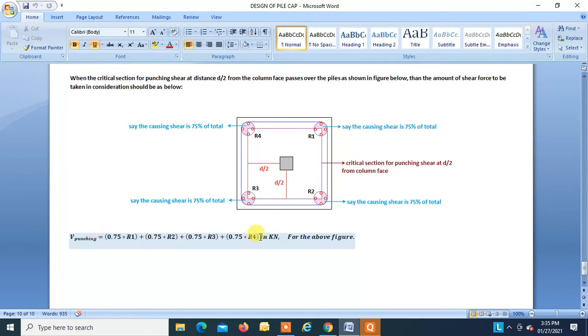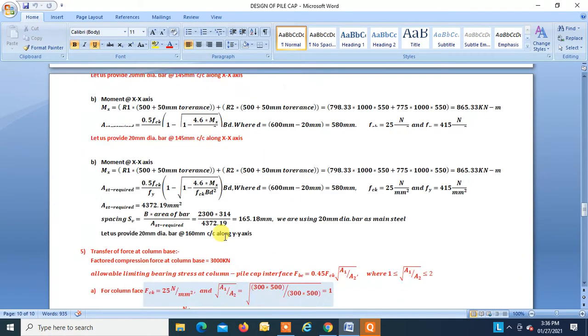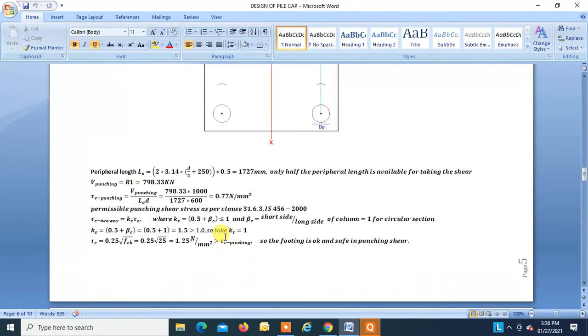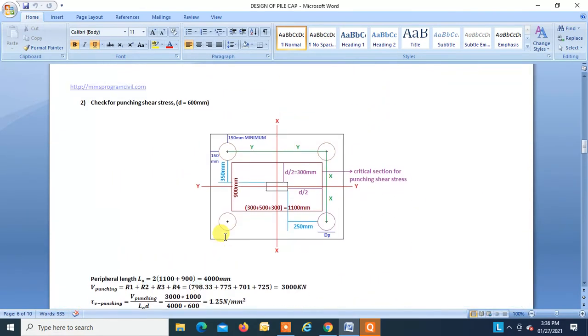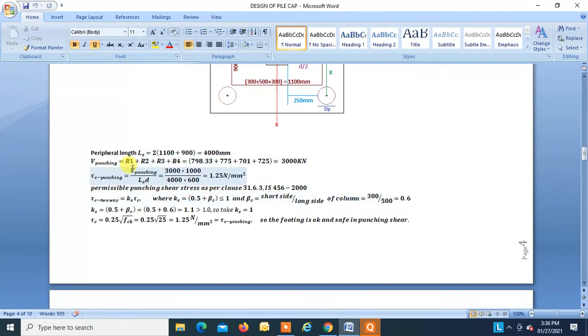So this will give you V punching, which will definitely be less than what we are getting at present for our example, because in our case the punching shear critical section does not fall on the pile, it falls inside, so we have to take the total reaction. That is what we have done. We have taken the total reaction R1 plus R2 plus R3 plus R4. So that is how we got V punching as 3000.